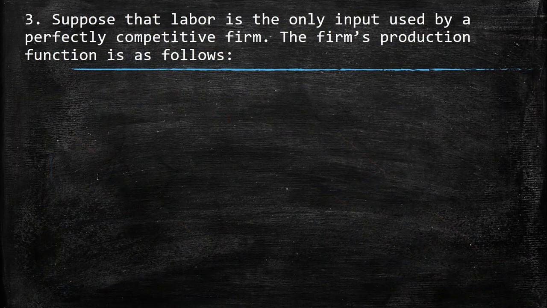Then, number 3. Suppose that labor is the only input used by a perfectly competitive firm. The firm's production function is as follows. Remember, perfectly competitive firm, we are talking about a lot of consumers, a lot of producers, and there is no influence on the price at all.